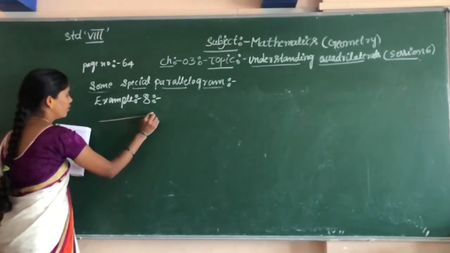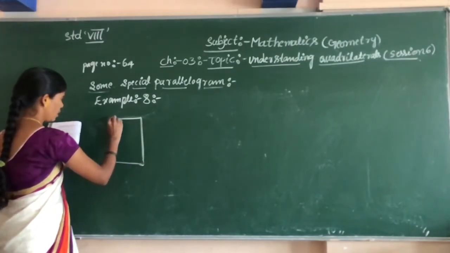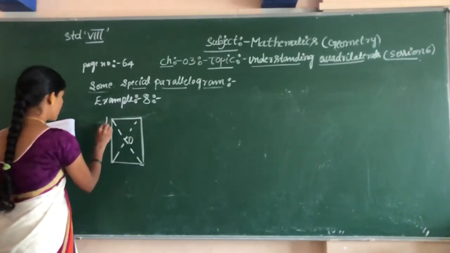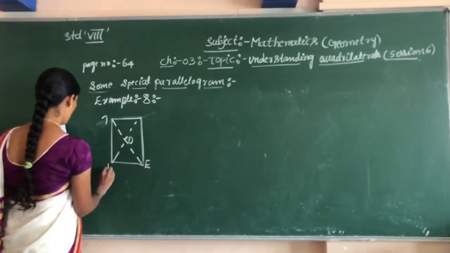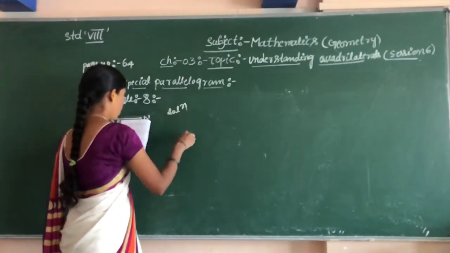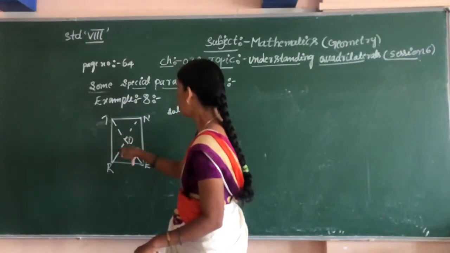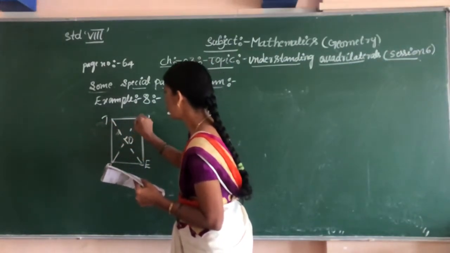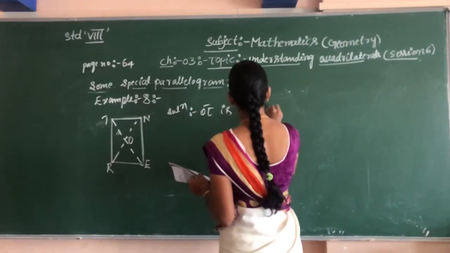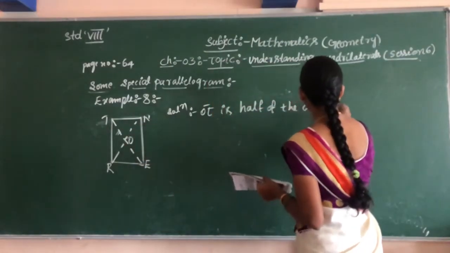We should draw one rectangle. This is the rectangle RENT. We should put in the diagonals. The middle point is O. This is T, this is E, this is R, this is N. Solution: where is OT? This is OT. OT is half of the diagonal.